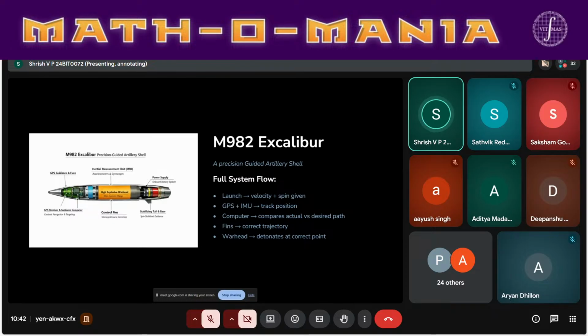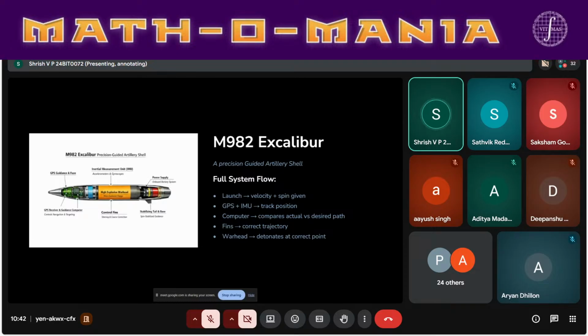So after launch, the shell is given initial velocity and spin for stability. Then during flight, GPS tracks its position, IMU tracks motion and orientation. Now the onboard computer does something very important. It compares where the shell is and where it should be. If there is any difference, the system makes corrections.